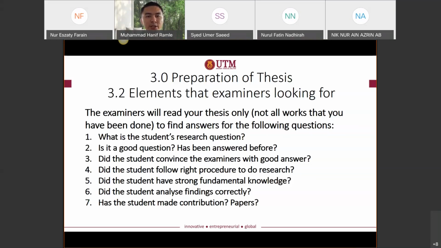Make sure that you follow the right procedure. If you are required to have ethical approval, then go for it. Don't skip. You have to get it. Number 5, did the student have strong fundamental knowledge? Yes, of course. They will ask some basic questions about the equation, for example, about the theory.